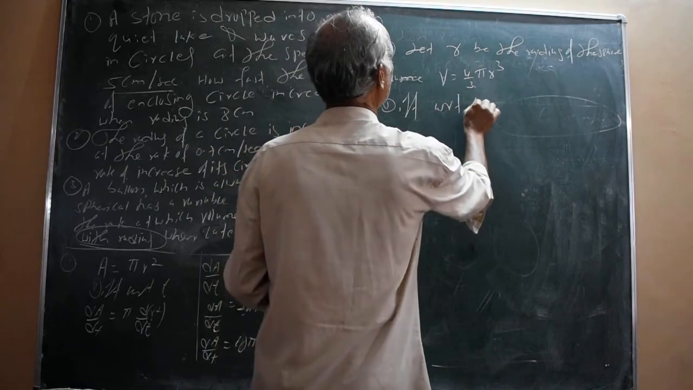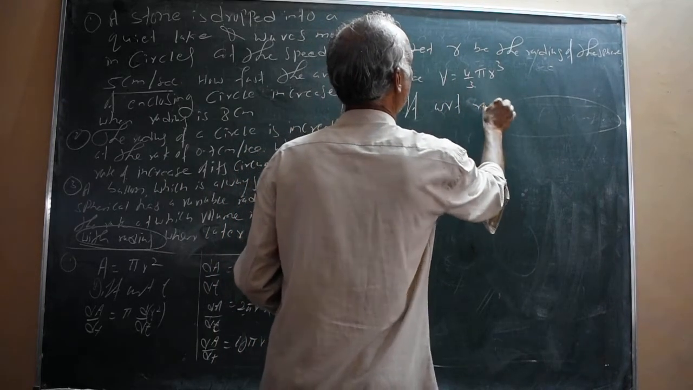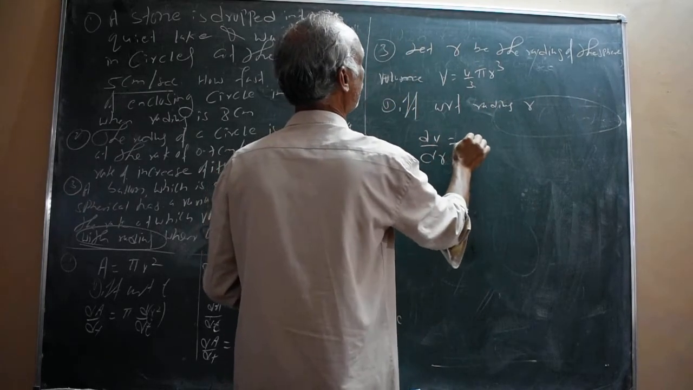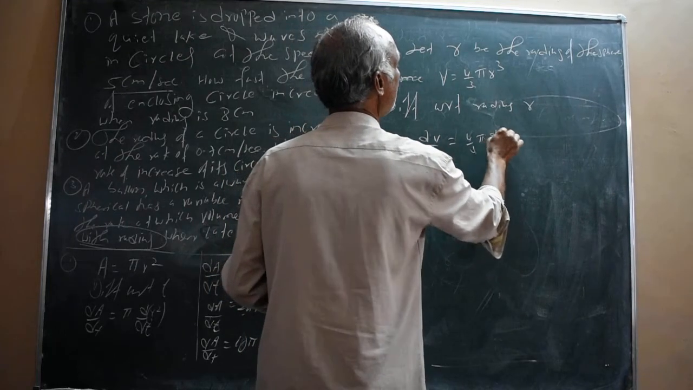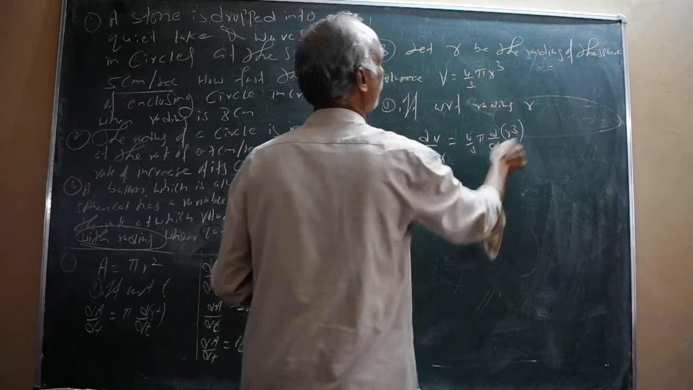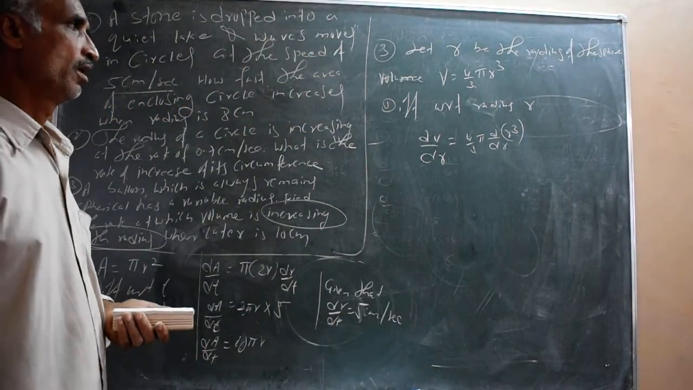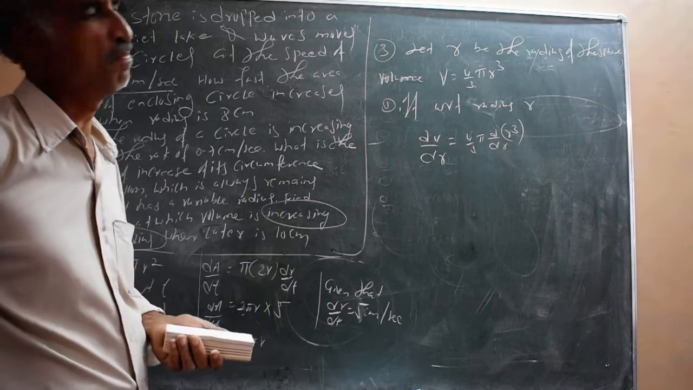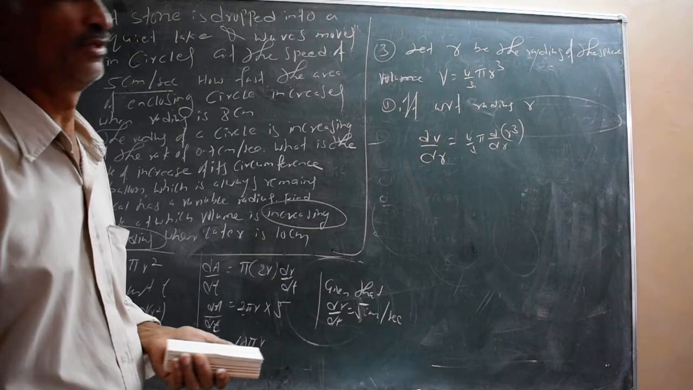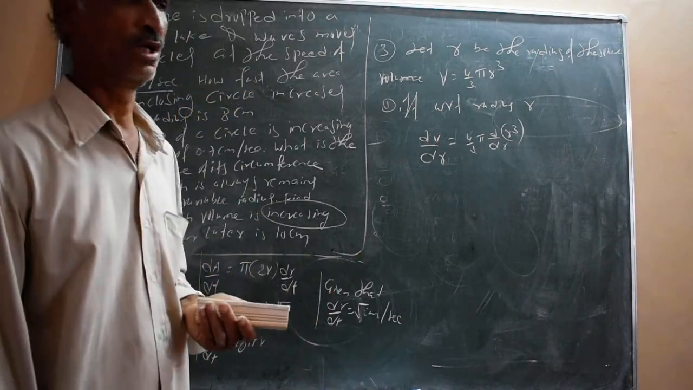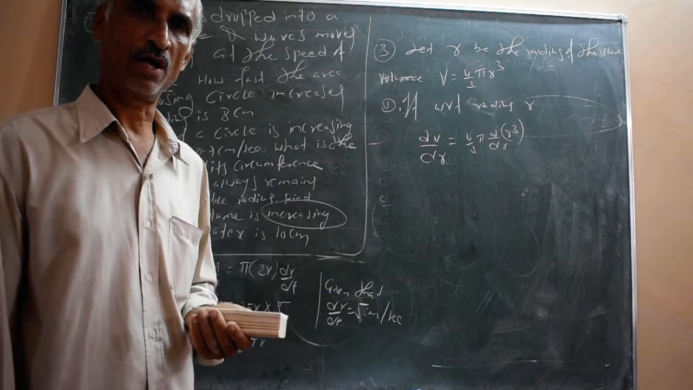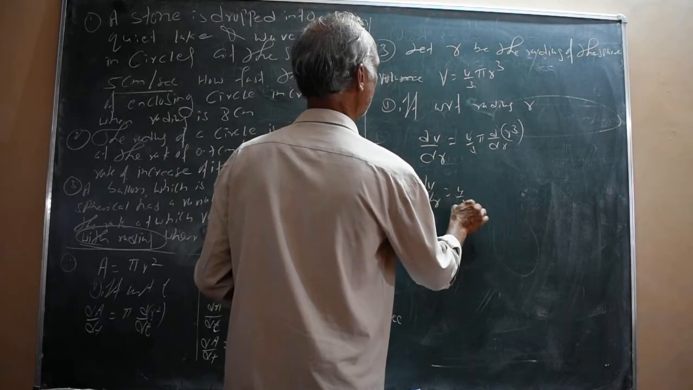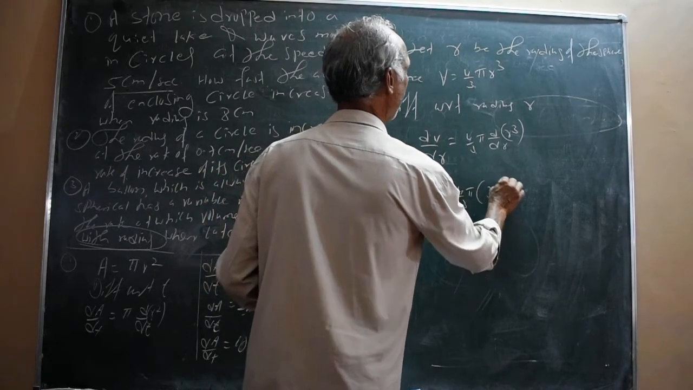Differentiating with respect to radius r, dV upon dr is equal to 4 by 3 pi into d by dr of r cube. 4 by 3 constant is taken outside. In this application of differentiation, you are not getting difficult differentiation, simple differentiation. Usually x raised to n differentiation: n into x raised to n minus 1, or r raised to n differentiation: n into r raised to n minus 1. Therefore, dV upon dr is equal to 4 by 3 pi into 3r square.